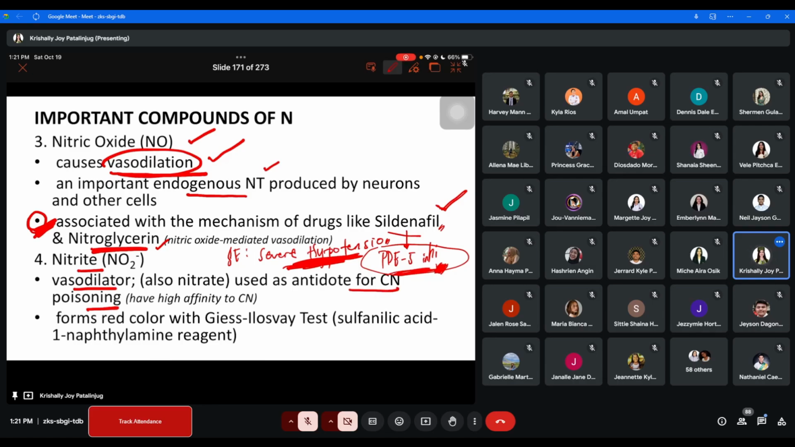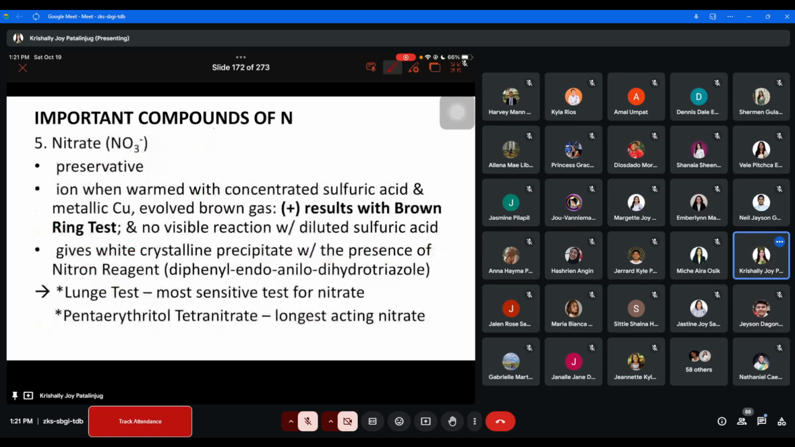Ito, sabi na ito, no? They have high affinity to cyanide. Ito na lang, kindly add. Ang nitrite, qualitative analysis. In a sample, we could detect presence of nitrite ion using this test, Griess-Ilosvay test. So, ito yung component niya, sulfanilic acid with 1-naphthylamine reagent. So, yan yung component ng test na ito. And the positive result upon detecting nitrite ion is red color.